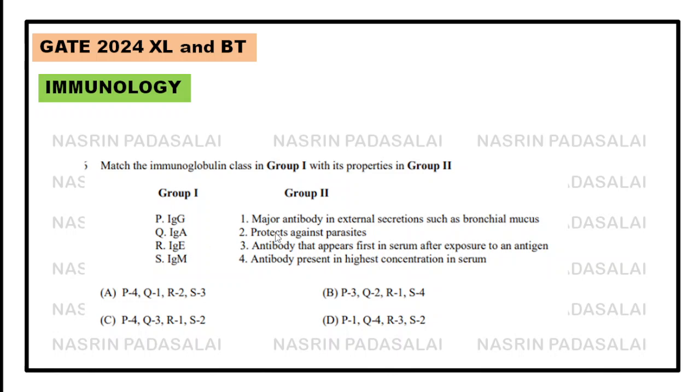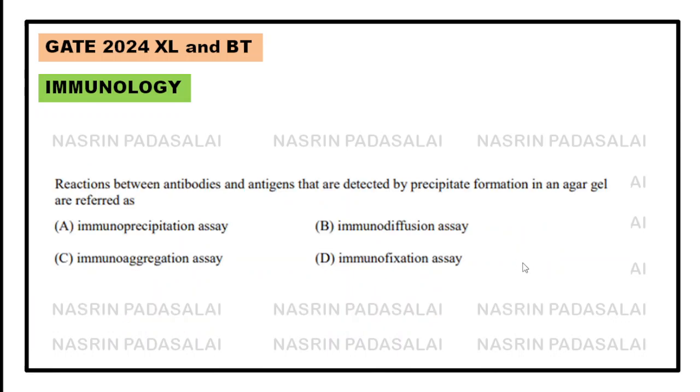IgE protects us from parasites and helminth infections. IgM is the antibody that appears first in the serum after exposure to an antigen. So just remember: when you get a fever, the first person who helps you is your mother. M for mother. So IgM is the first antibody to appear in the serum after exposure to the antigen. Next, the reaction between antibody and antigen detected by precipitate formed in an agar gel is referred to as the immunodiffusion assay.